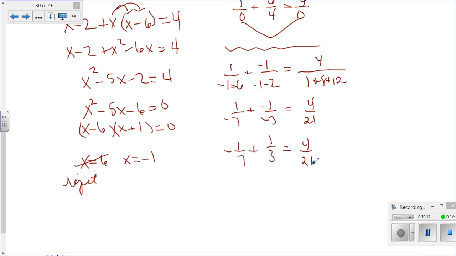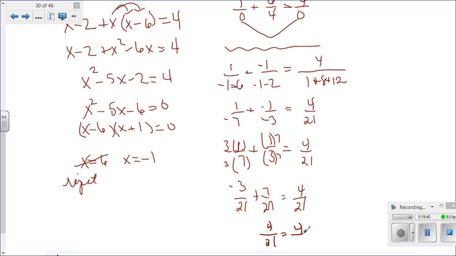My LCD is 21, so I need to multiply the top and the bottom in the first fraction by 3. So I have negative 3 over 21. Multiply top and bottom here by 7. So plus 7 over 21 equals 4 over 21. So negative 3 plus 7 is 4 over 21 equals 4 over 21. So indeed it does work.